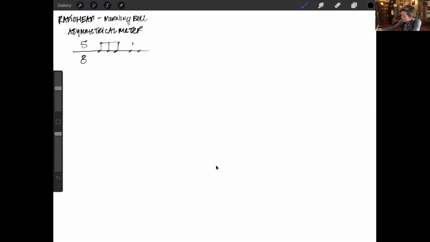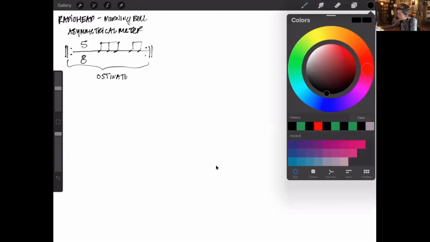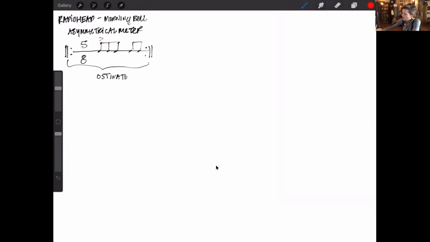So we were generally dealing with an ostinato, a repeating musical idea. These, by the way, are bar lines that mean to repeat. Here's our ostinato. That's dealing with a stress on a group of 3 followed by a group of 2. So 3 plus 2 is how we arrive at the idea of asymmetrical meter.